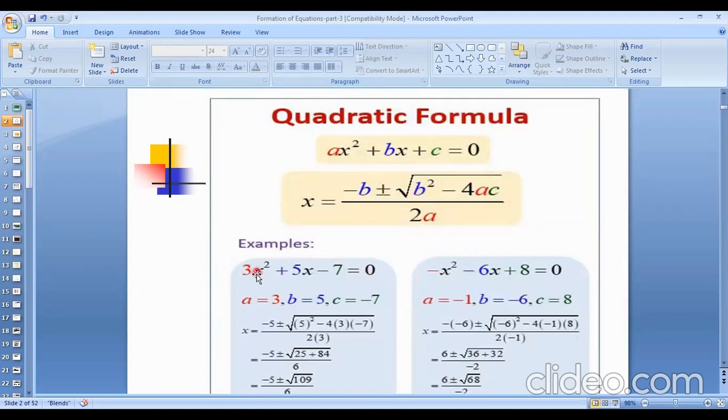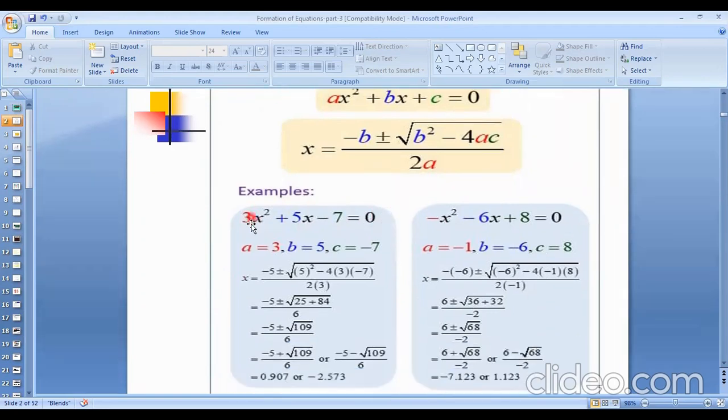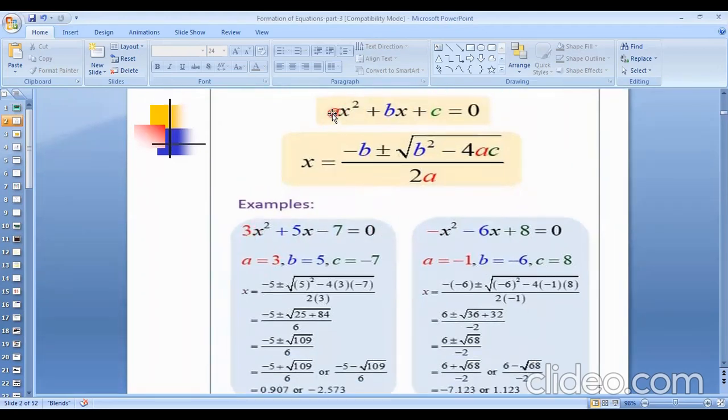Suppose the first example, 3x square plus 5x minus 7 equals to 0. Here, comparing with the standard form of quadratic, the coefficient a equals to 3, b equals to 5, and c equals to minus 7. Just putting here the a, b, c values, we get this. Similarly, for this example, we can use this formula for finding the value of x.